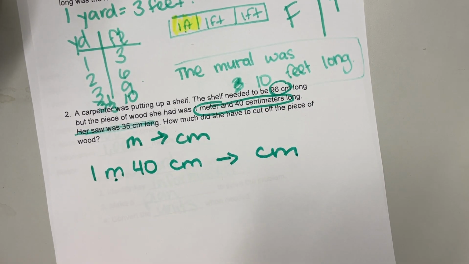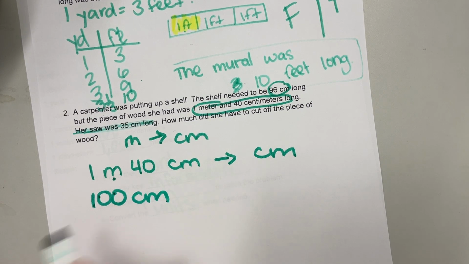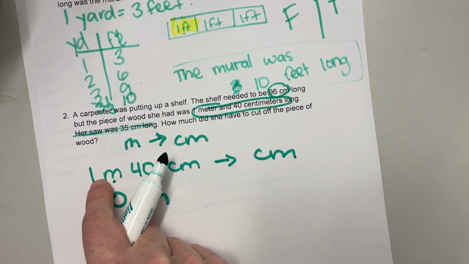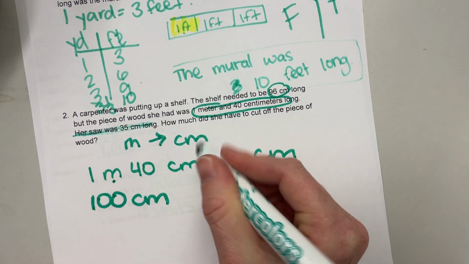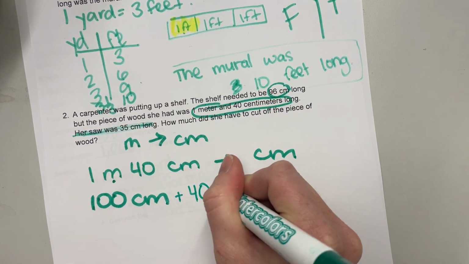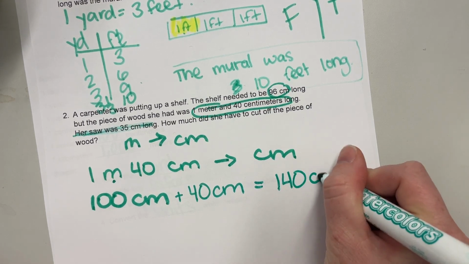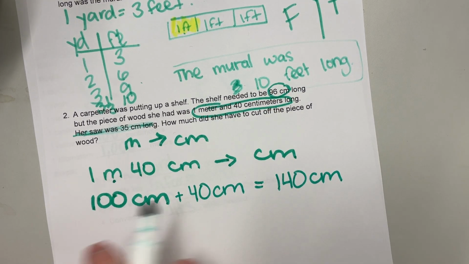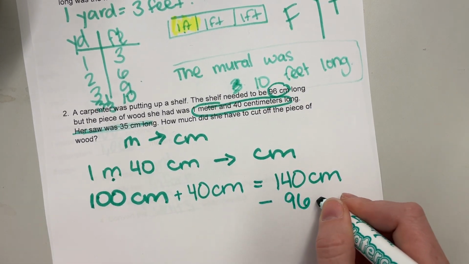I know that 1 meter is 100 centimeters. So instead of saying 100 meters, I'm going to say 100 centimeters, but I also have those 40, so I'm going to add 40 centimeters, which will give me 140 centimeters. Now I need to take away 96 of those centimeters.